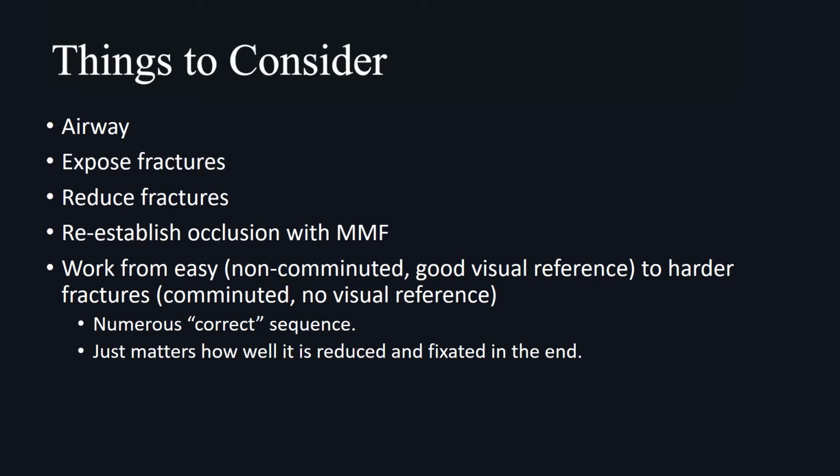We'll briefly discuss how to secure one's airway and also discuss how to expose fractures, reduce it, and apply MMF to restore occlusion. And when determining the proper sequence of repair, you generally want to start out with your easier fracture and work towards a harder fracture. An easier fracture in this sense is it's not comminuted and has good bony visual reference. And a harder fracture is a type of fracture with comminution and poor bony reference.